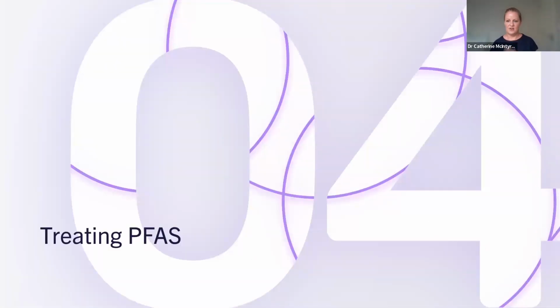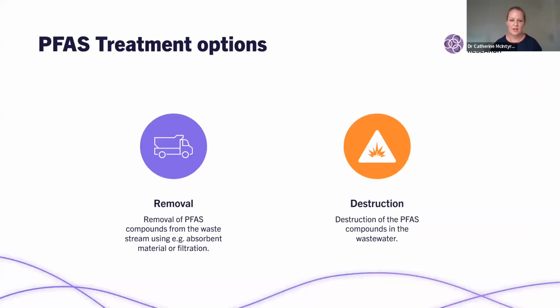Okay, so we've had an overview of what PFAS are and what the problem is, but now how do we deal with them? Let's look at the solutions for people who are using PFAS in their processes and may have it in their wastewater. The treatment options are either removal of PFAS or destruction. So removal from the waste stream and then sent away for destruction elsewhere, or on-site destruction, and there are technologies for both options.